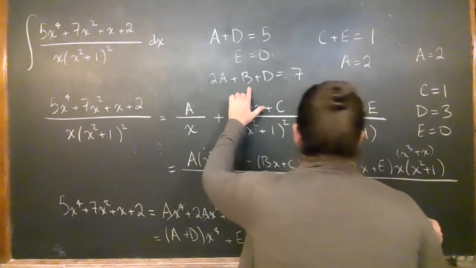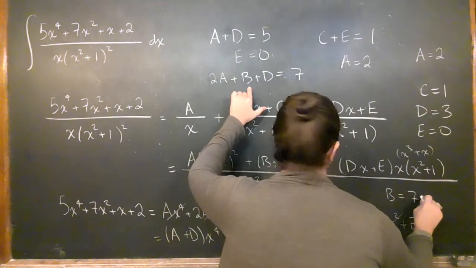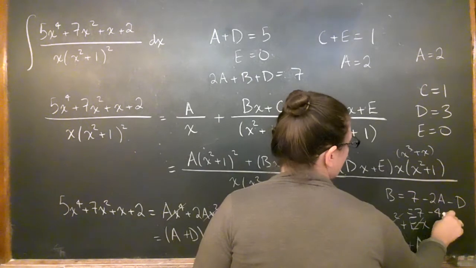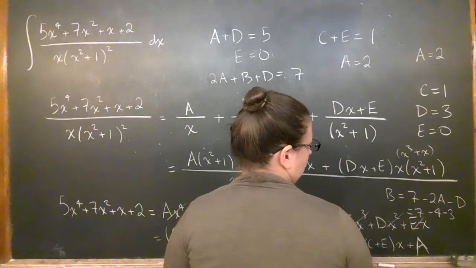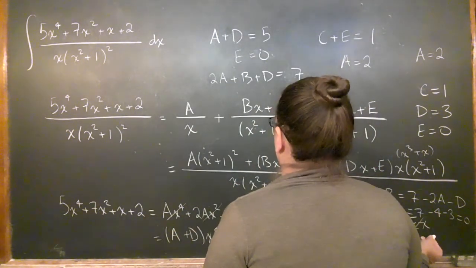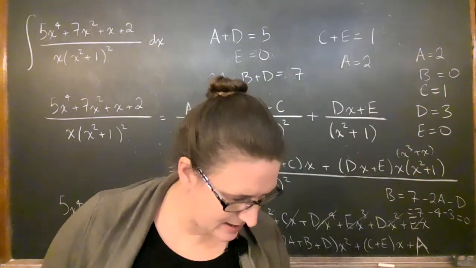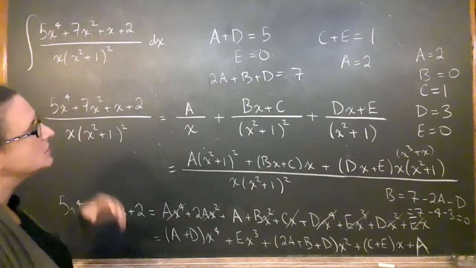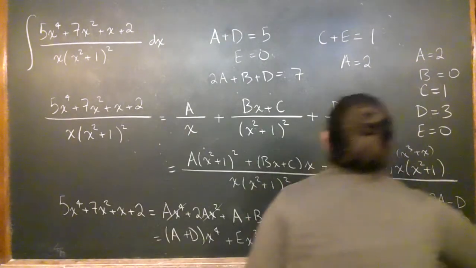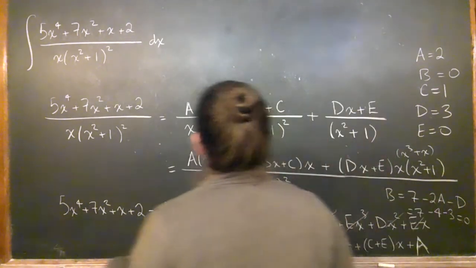And that leaves us with B. So what is this? B equals 7 minus 2A minus D. So 7 minus 4 minus 3, which is 0. Yeah, okay, that's right. All right, I believe, yes, that's what I got. Okay, that's right. So that's what it turns out to be. So let's write up our integral, and then we'll get rid of all this algebra, and then we can do this integral.